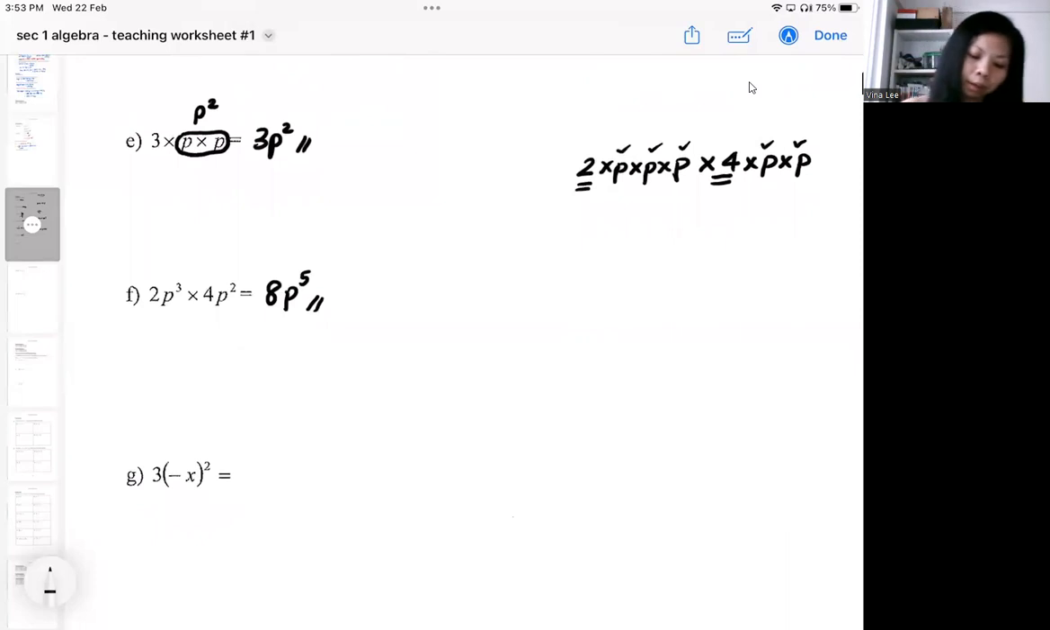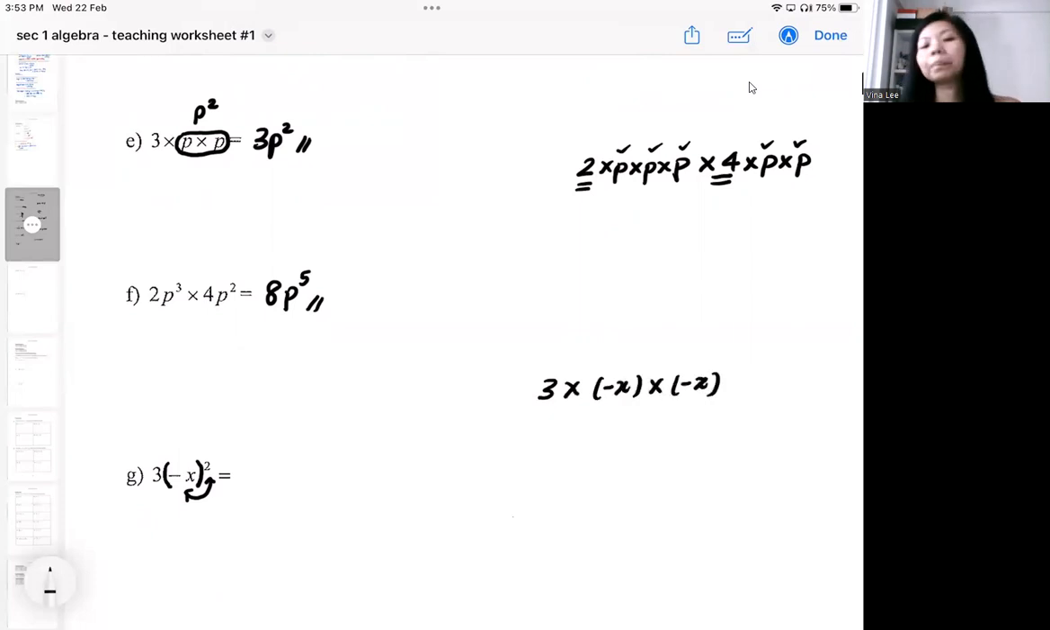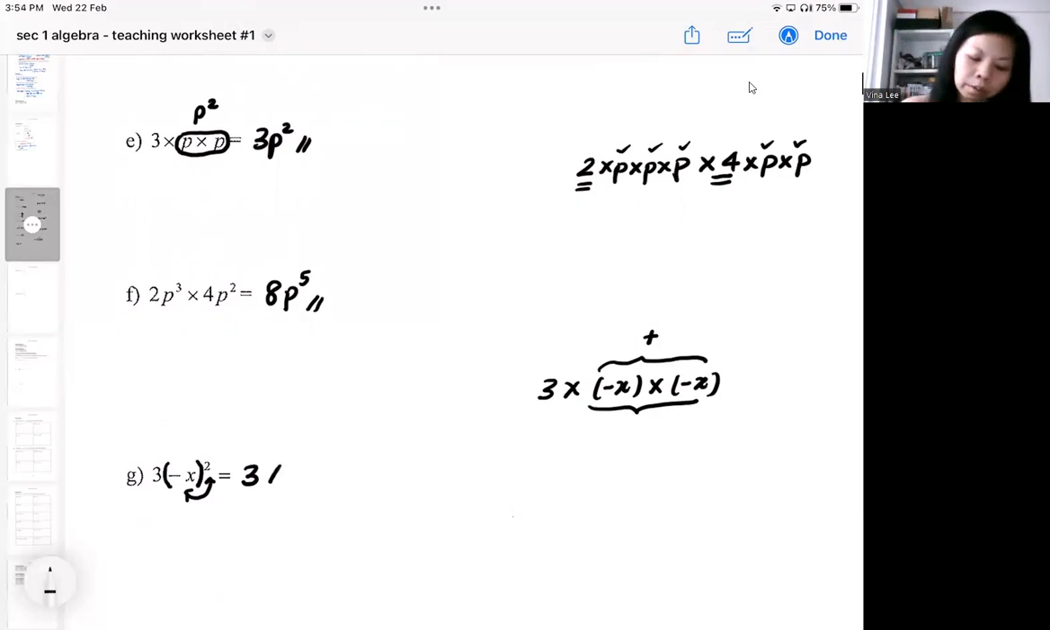Okay, the next one, there's a bracket that has a square. So the bracket is repeated twice. So when a bracket is repeated twice, you've got to think about the negative things that you learned in real numbers. So negative and negative will actually become positive. So this part will become a positive x squared. So if it's a positive x squared, I will just write an x squared.